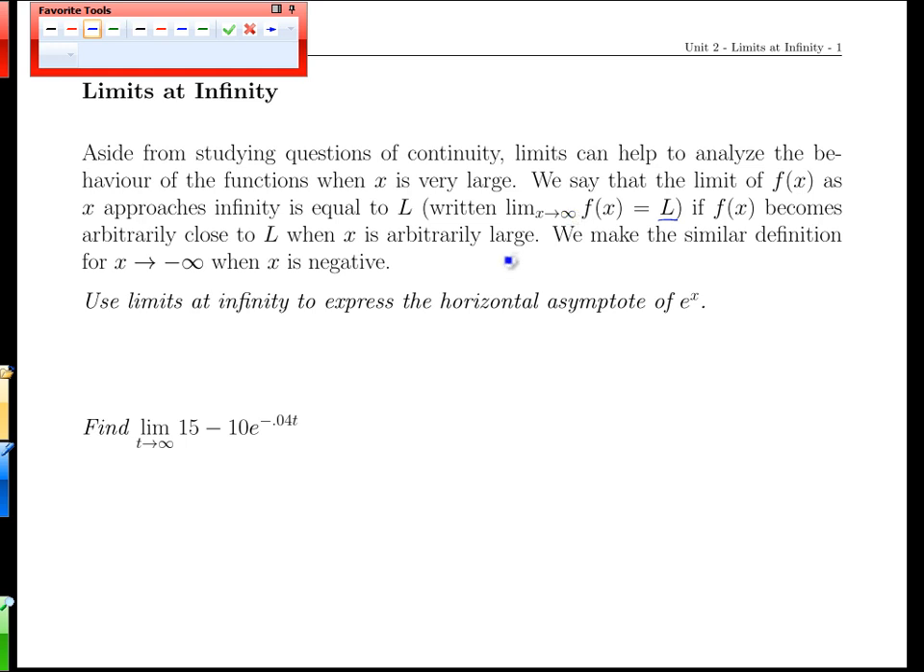Now there are some very technical definitions about how we can represent this idea. It tends to obscure the meaning, though, sometimes. So we're just going to focus on the intuitive understanding of what happens when x gets very large: does our function approach some single finite value?